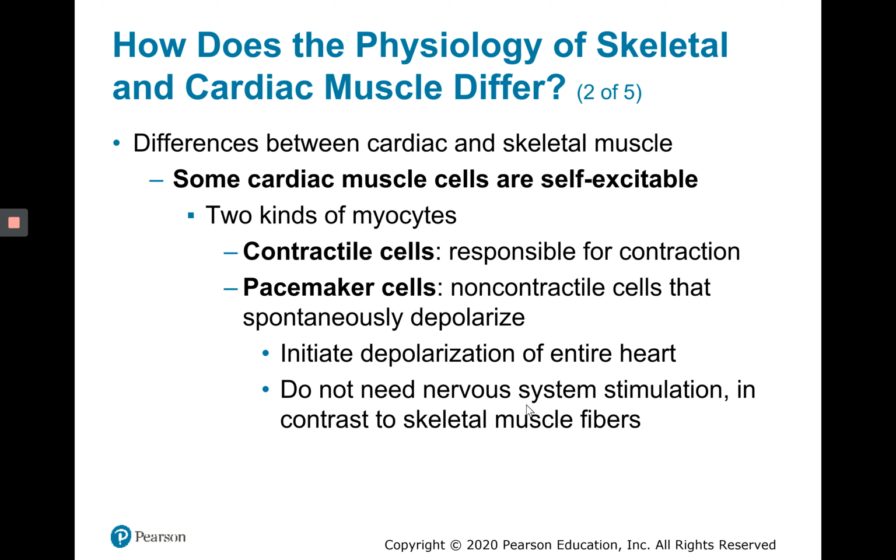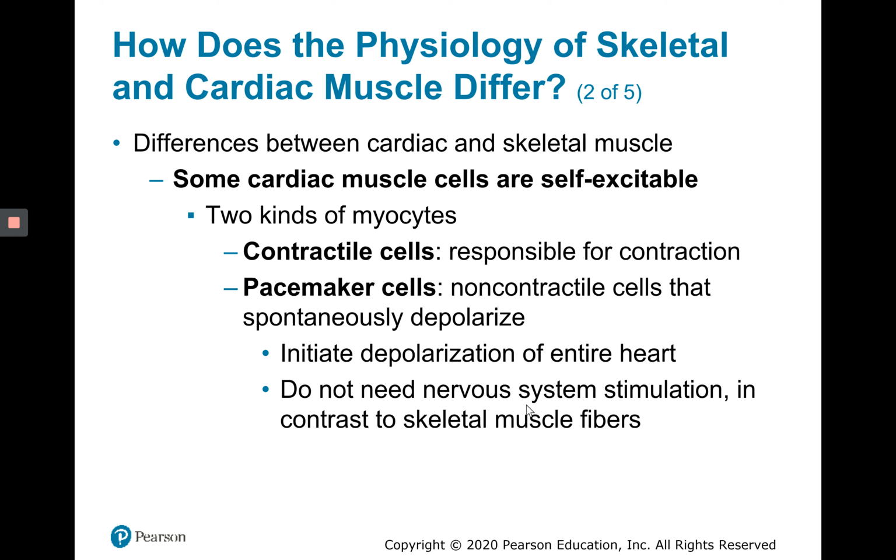There are also some differences, however, and these we do want to highlight. And that would be that cardiac muscle cells can be self-excitable, and we didn't see that for skeletal muscle cells. Now, not all cardiac muscle cells are self-excitable, but some of them are. So there are actually two kinds of cardiac muscle cells, or myocytes. There are contractile cells, which are pretty much like general cardiac muscle cells. They're responsible for contraction. When activated, they contract.